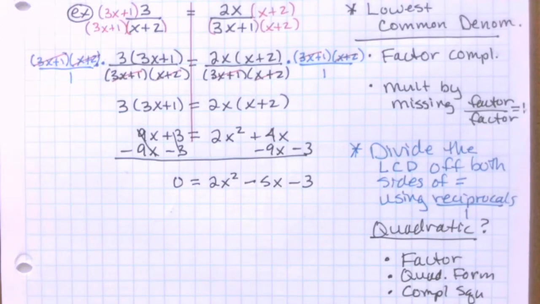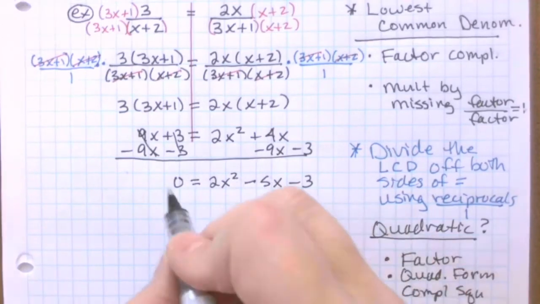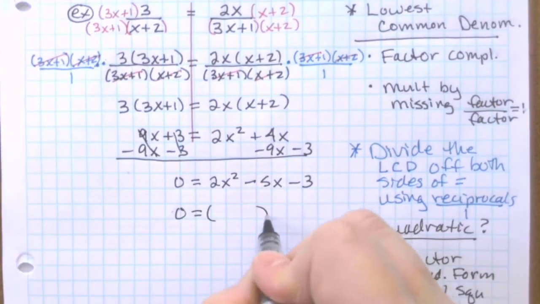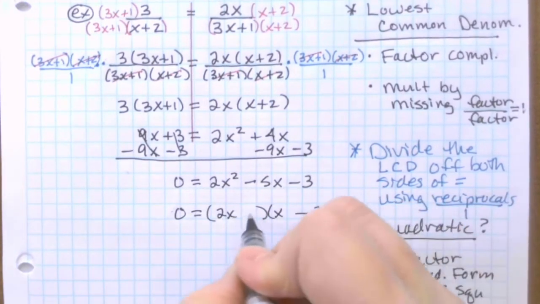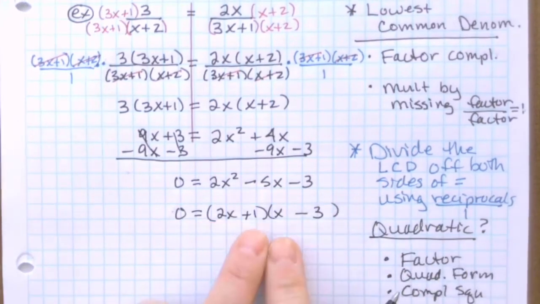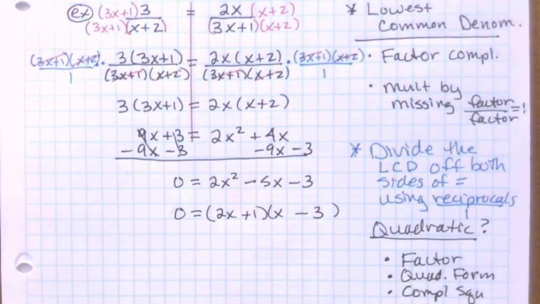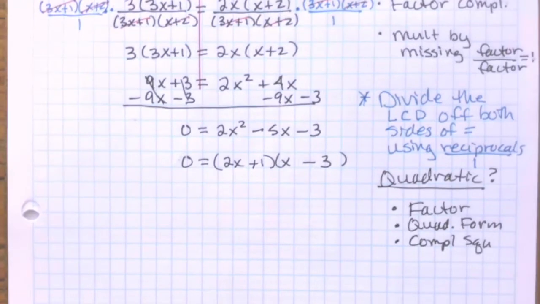You get to choose. Now, naturally, factoring is the fastest, so we really hope it factors, and this one actually does. 2x and x, negative 3 plus 1. Negative 6 plus 1 is a negative 5x. And then, of course, we're going to solve.